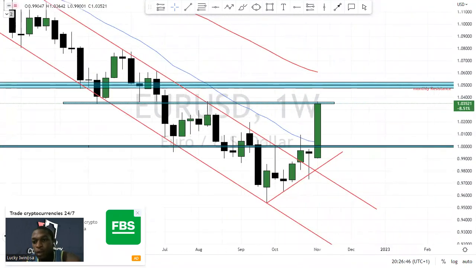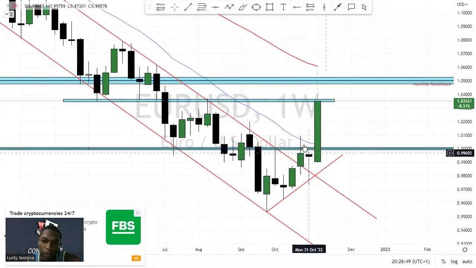So how did I really know that buyers were going to win this week? It was when I saw this hammer candle. The importance of candlesticks can never be overemphasized. You need to learn your candles. When it comes to price action, we are talking about candles.